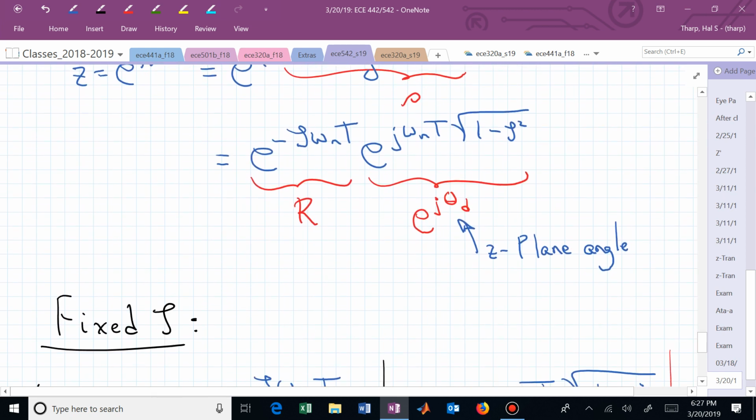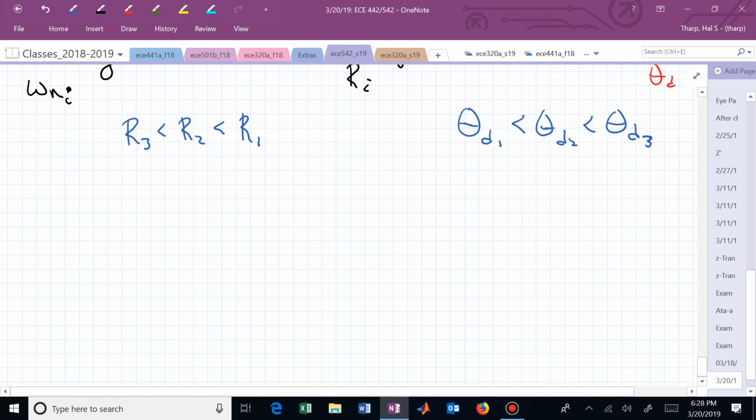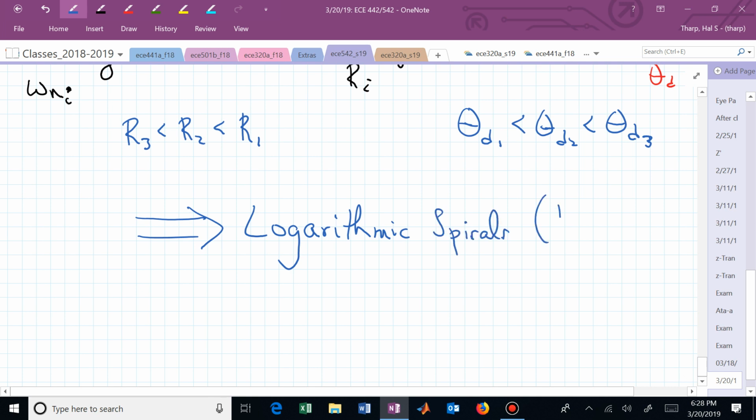That's what I wanted to say relative to performance specification number 2. Percent overshoot corresponds to these heart shapes in the z-plane, or logarithmic spirals. And if you use your imagination, you can sort of see those as hearts.